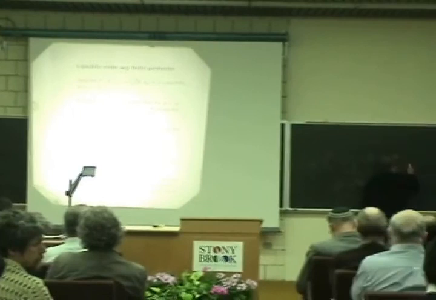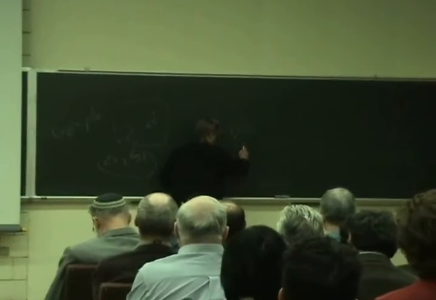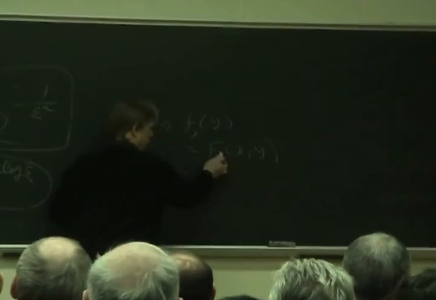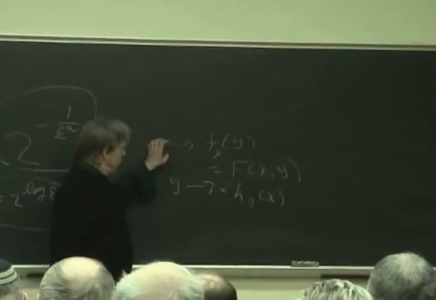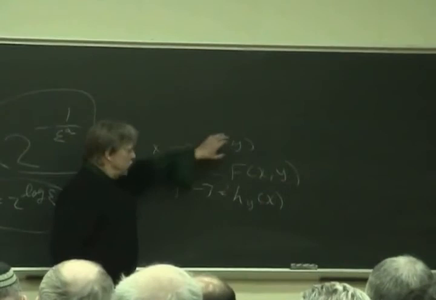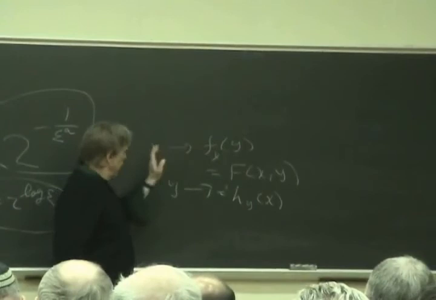So to each x, I get a function of y, right, x of y, which I think of as f of x of y, right? So now, just by symmetry, for each y, I get some other function, let's call it h of y of x, okay? Now, this map was only an L1 function, but the dependence on x is Lipschitz.